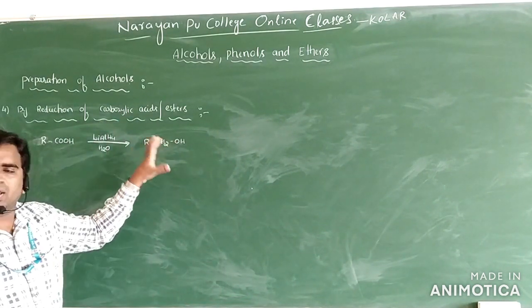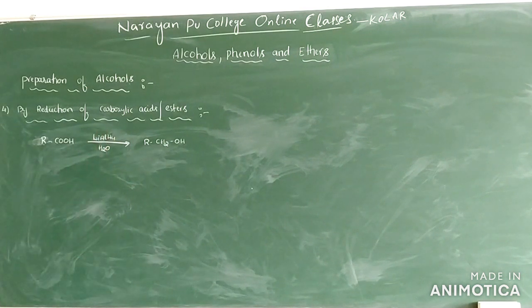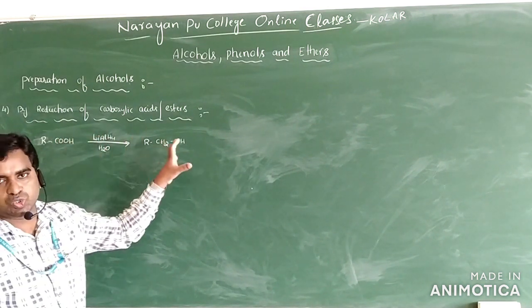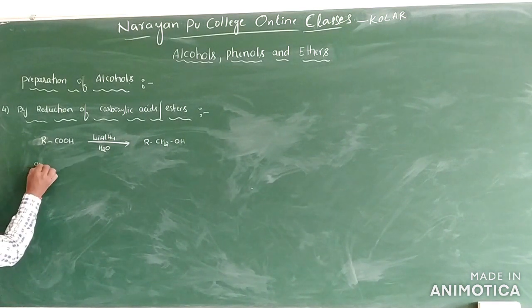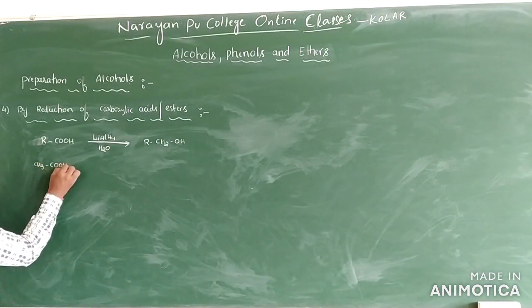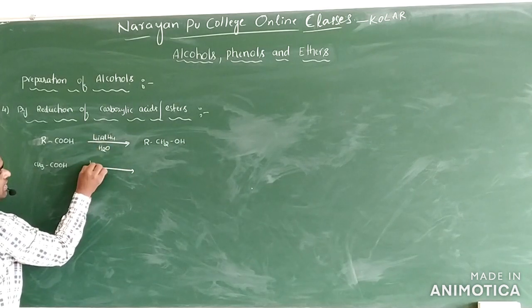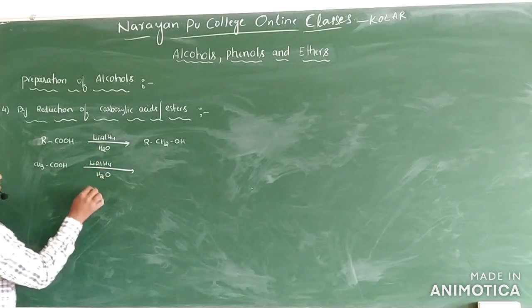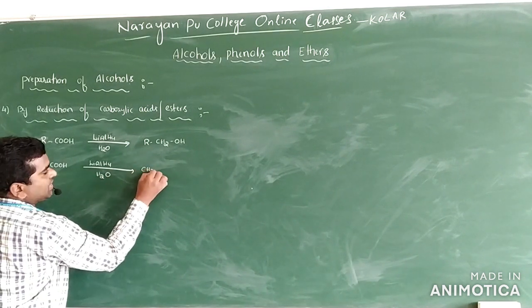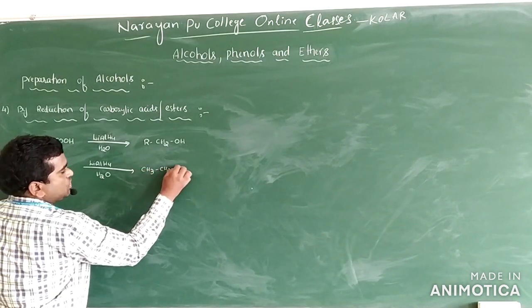I will give you one table, where you can easily understand which reduces acids into alcohol. Suppose I take CH3COOH and lithium aluminum hydride, a powerful reducing agent, followed by hydrolysis. You will get the compound CH3CH2OH.